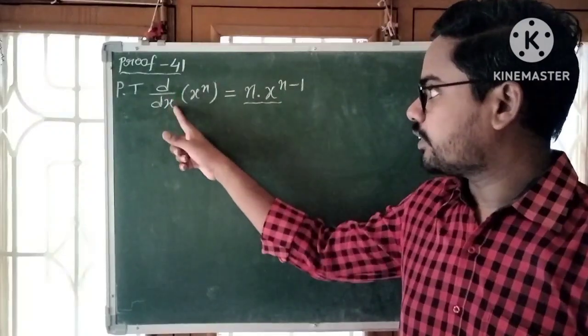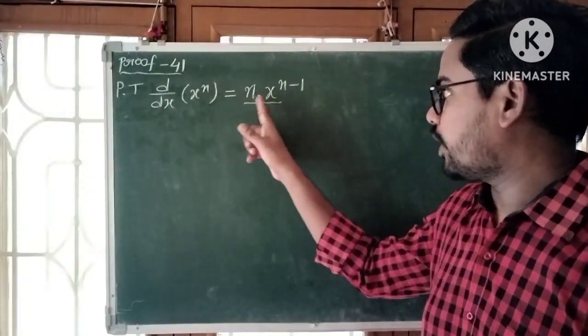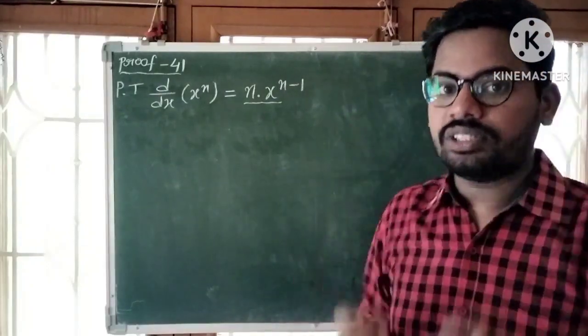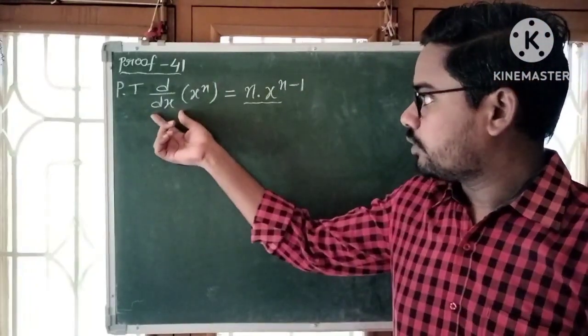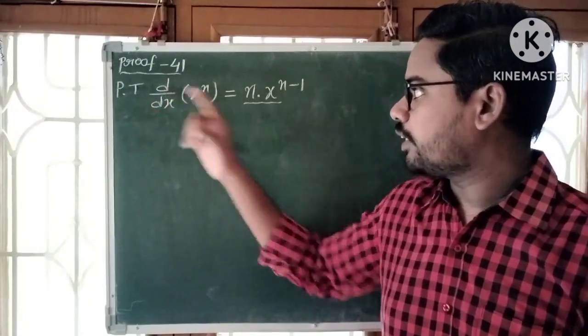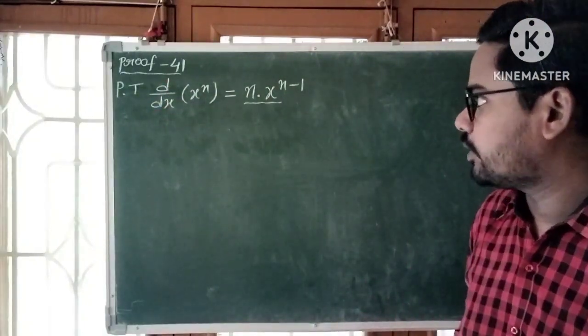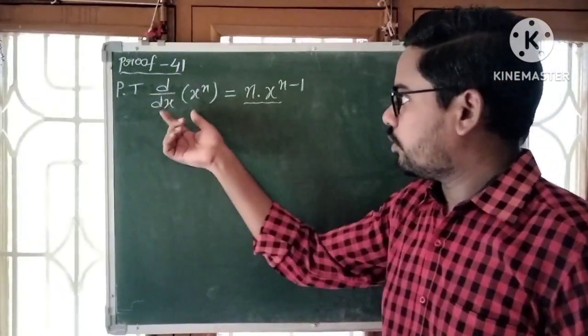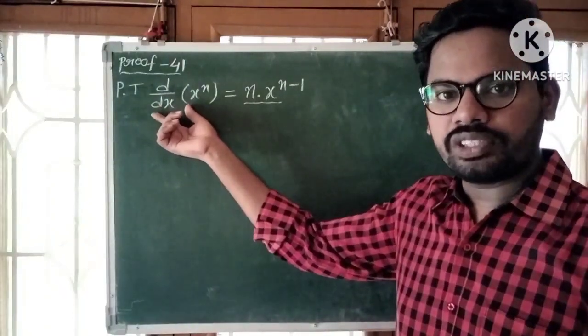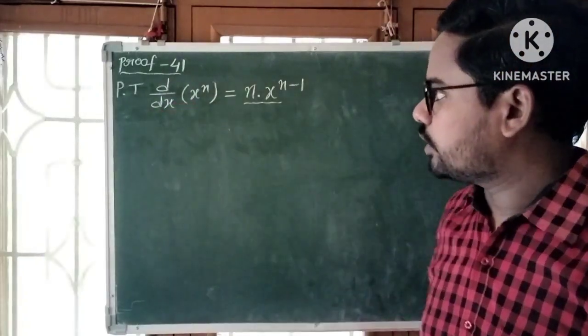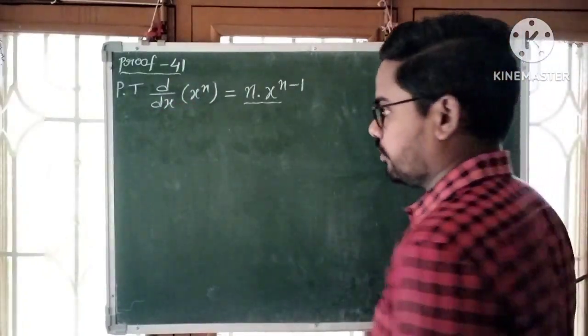d by dx of x power n is equal to n into x power n minus 1. So this is a differentiation formula. Here we have to prove d by dx of x power n is equal to n into x power n minus 1. We can prove all differentiation formulas, all derivative formulas, using first principle of derivative.